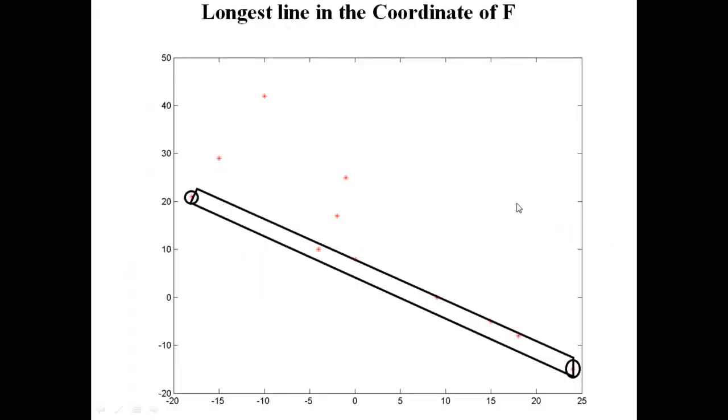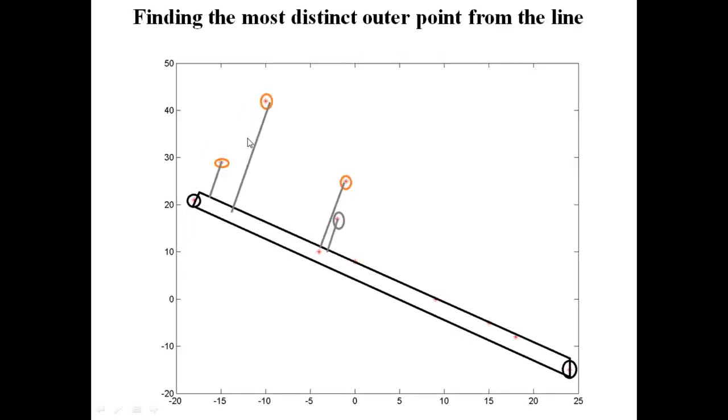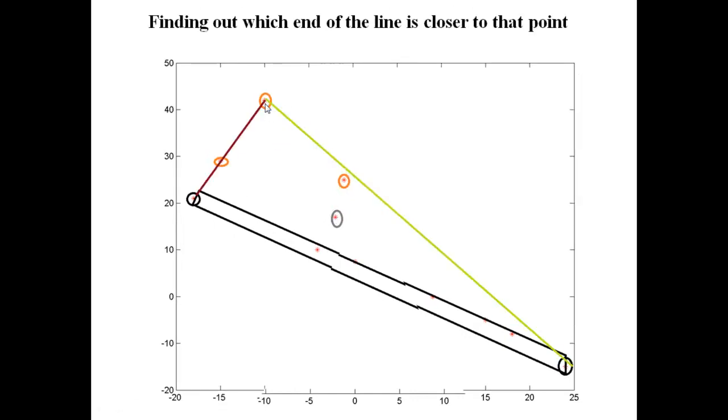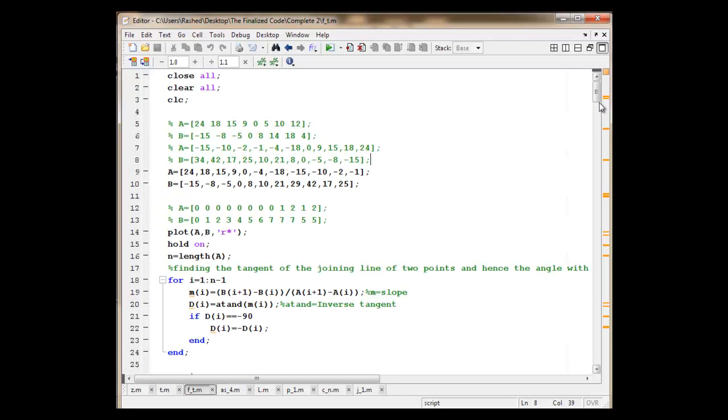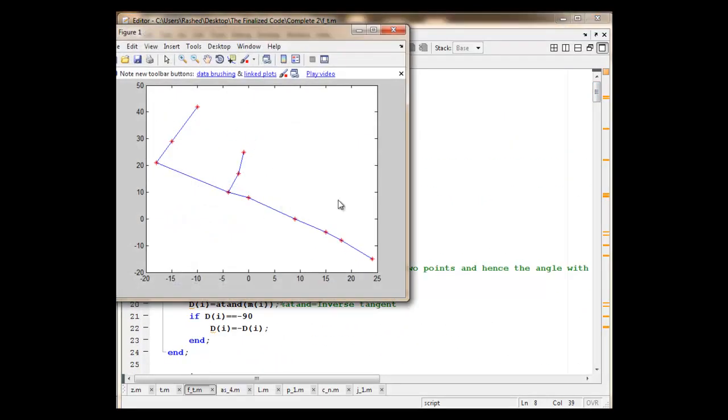For F, all the outer coordinates would be in the same quadrant. First, the longest line was found using the same procedure. The most distinct outer point was found by determining the perpendicular distances. Then, the nearest edge of the line from that point was found and the equation for this straight line was determined. Points in this set would nearly satisfy the equation. Repeating one similar procedure, the rest of the points were joined. This is our code for F and here is our output.